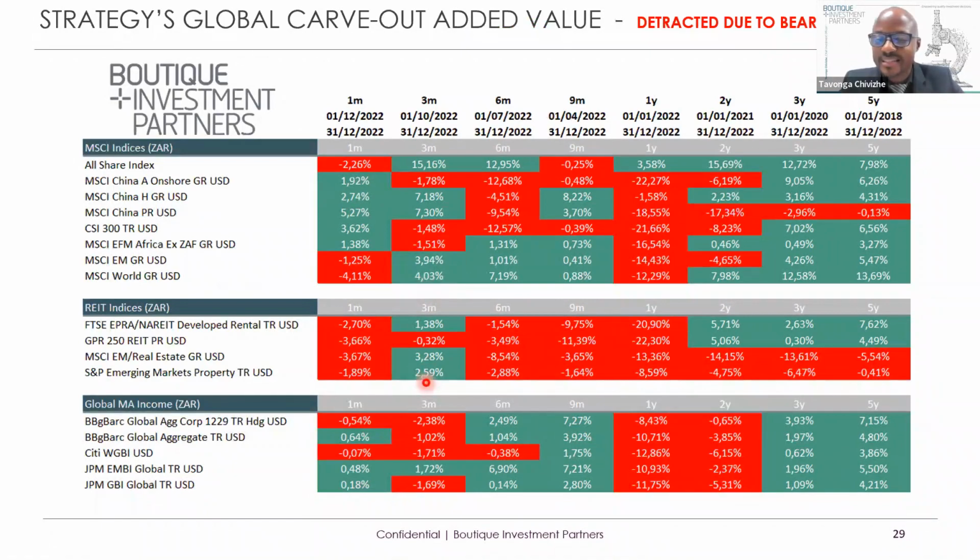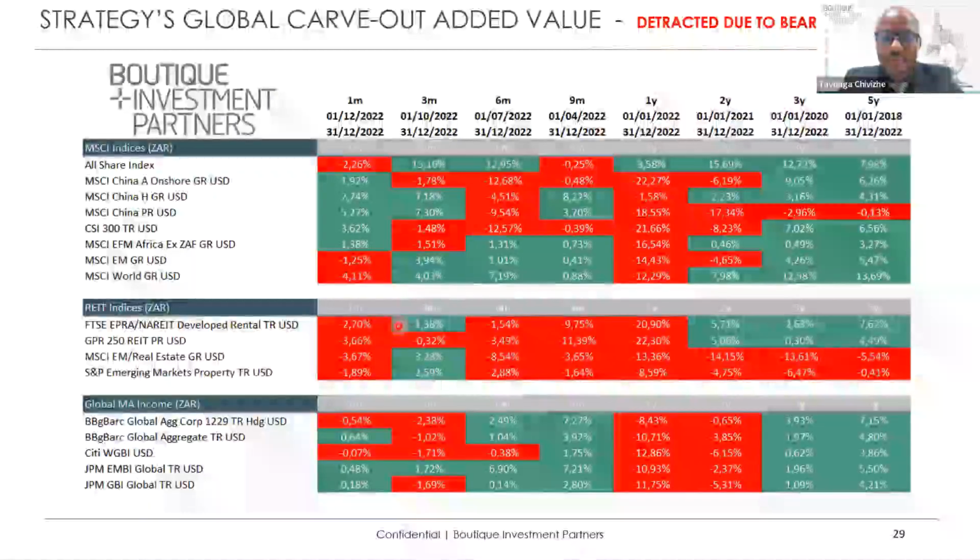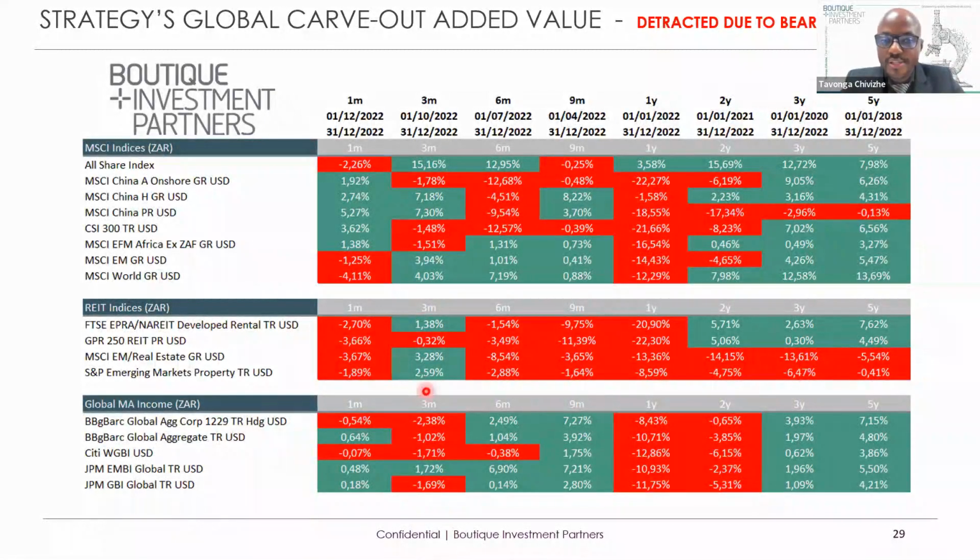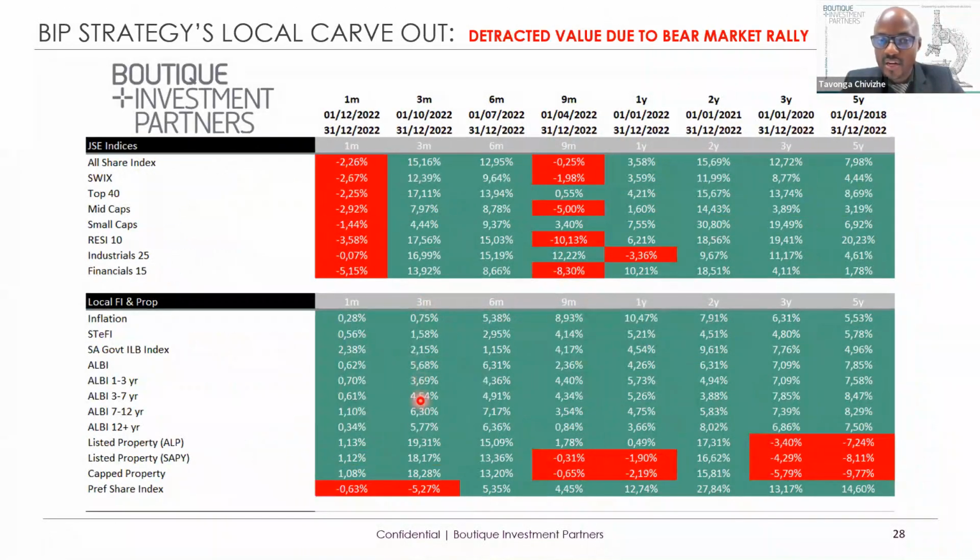On the global side, it's a bit of a mixed bag. And then if you sort of look at global property and you compare that again to where the money was, which is South African bonds, our underweight global property in favor of South African bonds did work out well. But this call really bent us a lot.